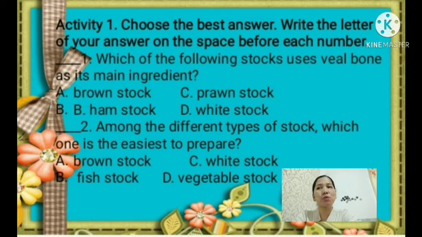Next, number 2. Among the different type of stock, which one is the easiest to prepare? A. Brown stock. B. Fish stock. C. White stock. D. Vegetable stock. Among the different type of stock, which one is the easiest to prepare? A. Brown stock. B. Fish stock. C. White stock. D. Vegetable stock.